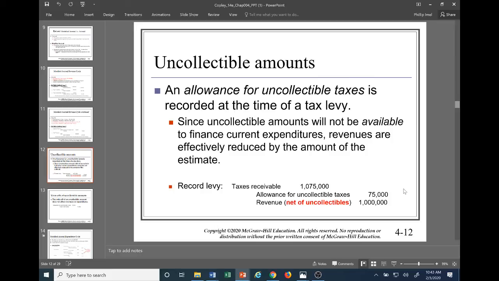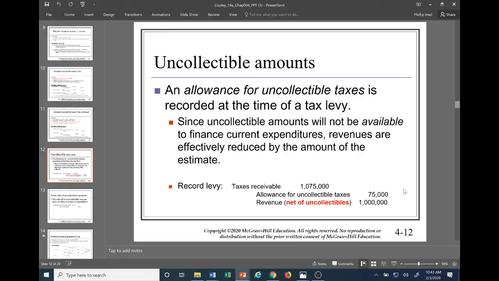Same thing here. When we record a tax levy, we know some of it's not coming in, so we debit the whole levy, credit the amount deemed uncollectible, and credit the rest as revenues. And once again, what does that accomplish? What does that keep us from doing? Like from overspending. From overspending, because that'll keep us from overstating how much revenue we really have coming in.